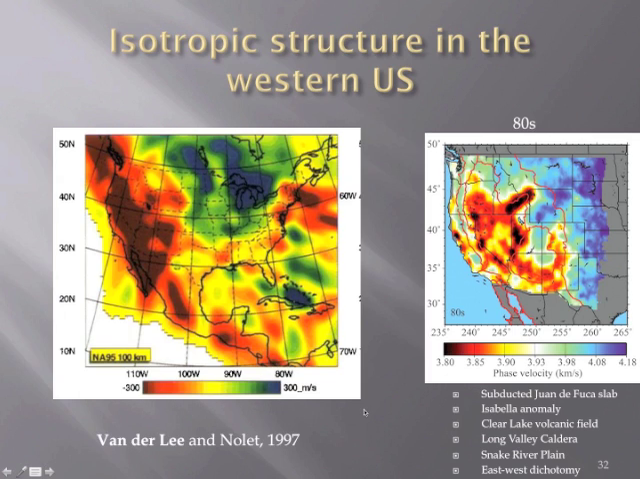Here I just want to make a quick comparison to studies done before we had USArray and this new tomography method. This is Van der Lee in 1997, and you can see that without USArray, it's very hard to separate some of the small scale features we can see right now in our tomography. So hopefully this will convince you that USArray is very valuable, and the new methodologies really help to improve our image of the Earth.